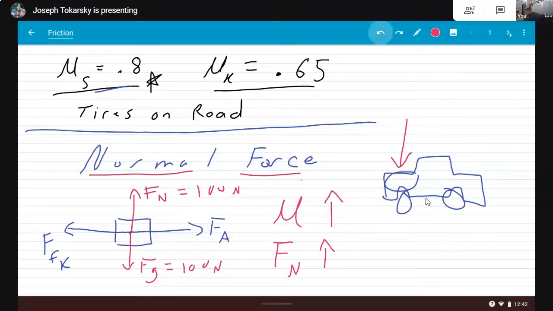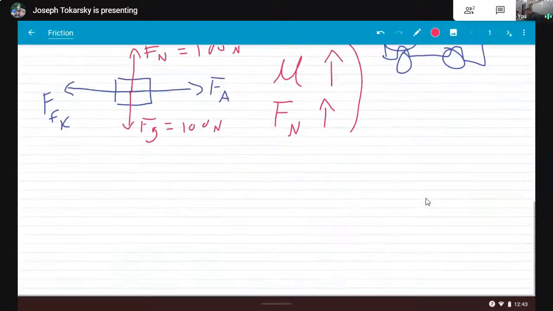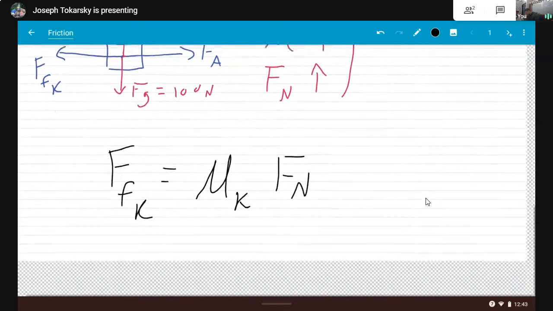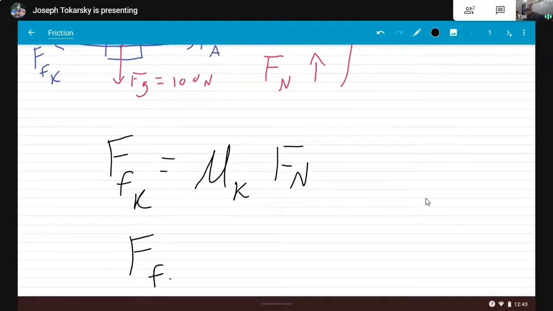All right, but it's not just one of these two things that make up friction, it's both of them. And it's pretty simple. If you want to write it as a formula, kinetic friction, that's the sliding kind, is equal to mu kinetic times the normal force. And static friction at its maximum, we'll discuss that a little bit more in a second, is equal to mu static times its normal force.